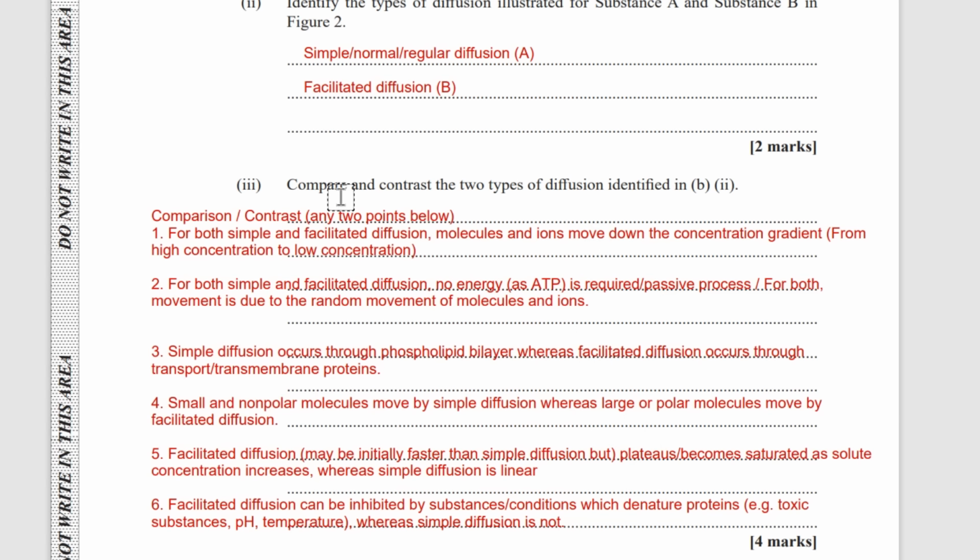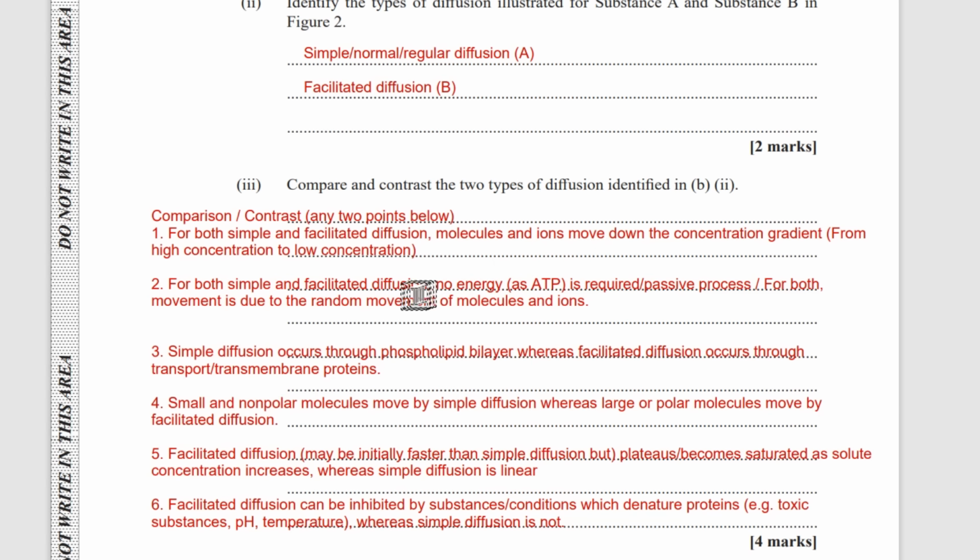So we could compare and contrast, right? You could have one comparison, one contrasting one. For both simple and facilitated diffusion, molecules and ions move down a concentration gradient. This is true for either one of them. If you have more on one side and less on the other side, you're going to get flow from higher concentration to lower.